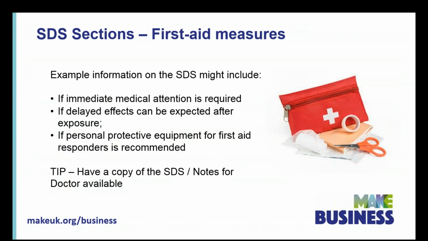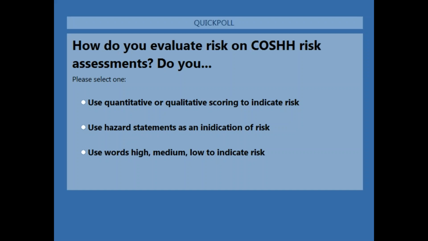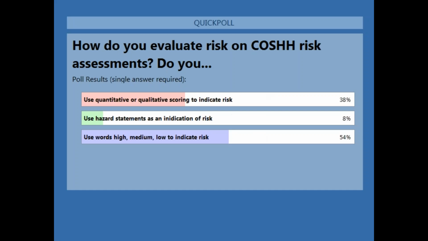Thanks, Ian. Before we go on to the next section around first aid measures, I just want to launch the next polling question. So on your screen, you should be able to see it now. How do you evaluate risk on COSHH risk assessments? Do you use quantitative or qualitative scoring to indicate risk? Do you use hazard statements as an indication of risk perhaps? Or do you use words such as high, low and medium to indicate that there's a risk? Okay, I'll close that now. Thank you very much, and I'll share with you the details.